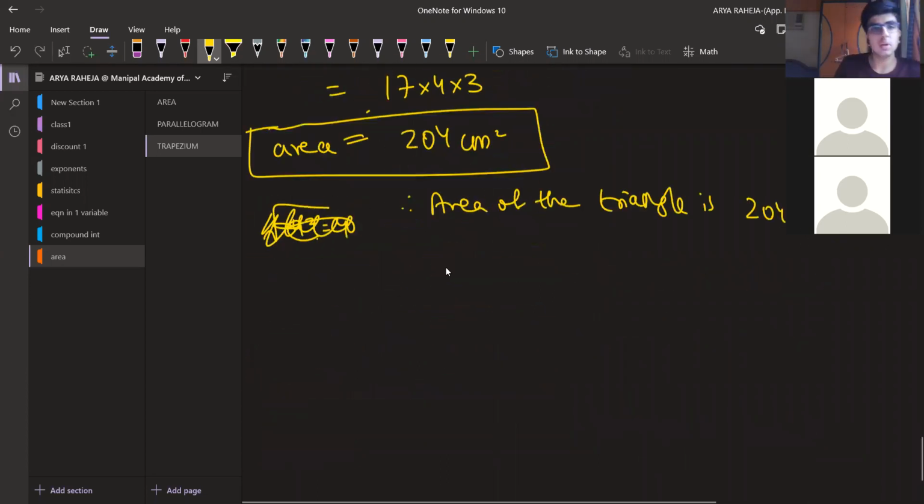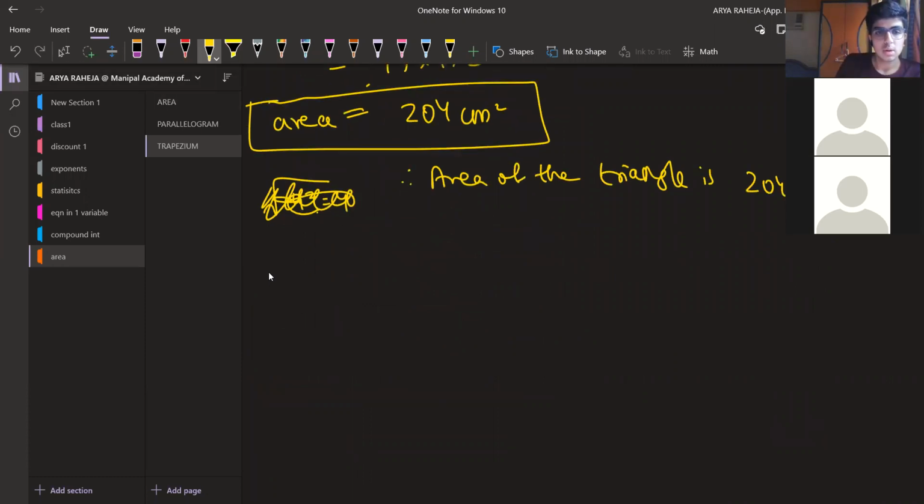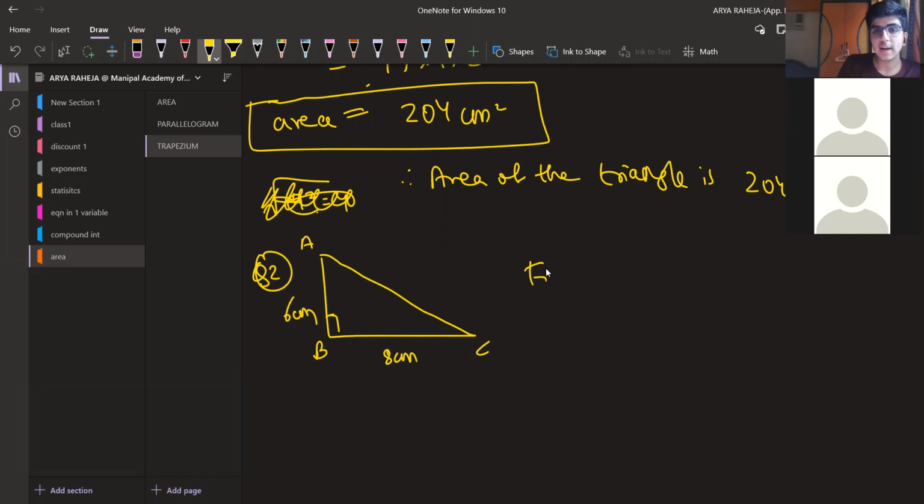Now we'll just do 1 or 2 more questions. Question 2. देखो अभी ये triangle ऐसा दिया है, where this is A B C. And here you are asked to find area. Find area of triangle.